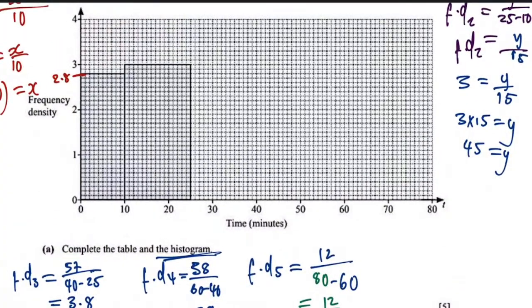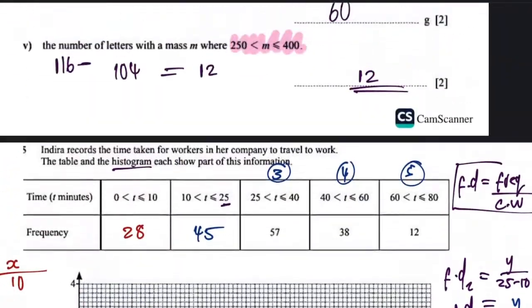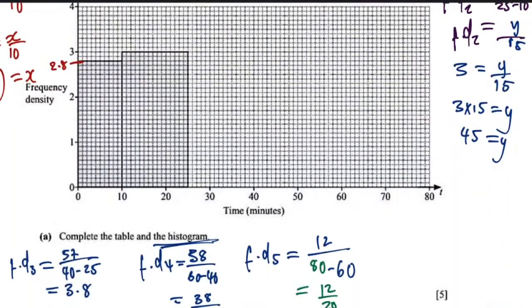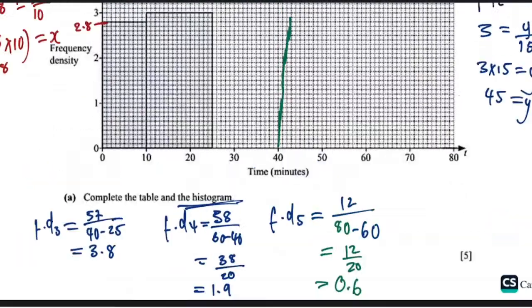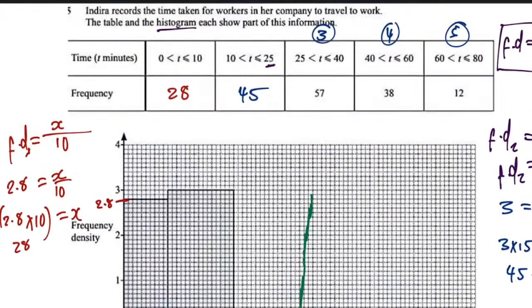Let's finish it up. The third one is at 3.8. That's the third one, from 25 to 40. So we go all the way up to 40. This is 3.8, so we should look for it. So this is 3.1, 2, 3, 4, 5, 6, 7, 8. Right, so there we go with our 3.8.